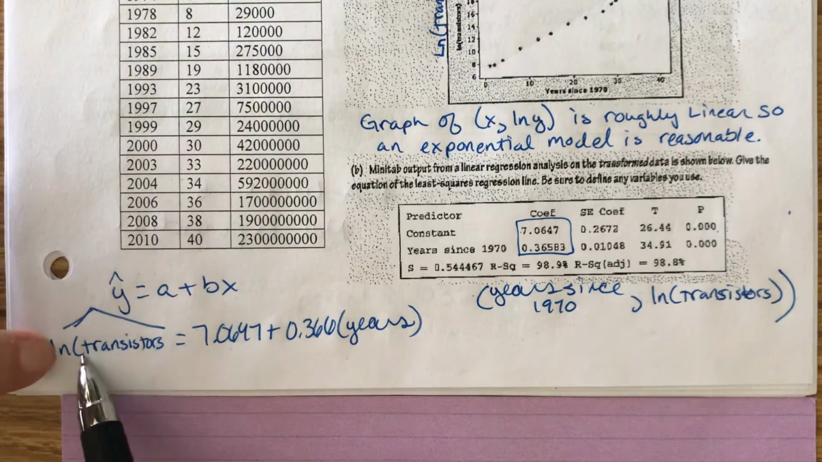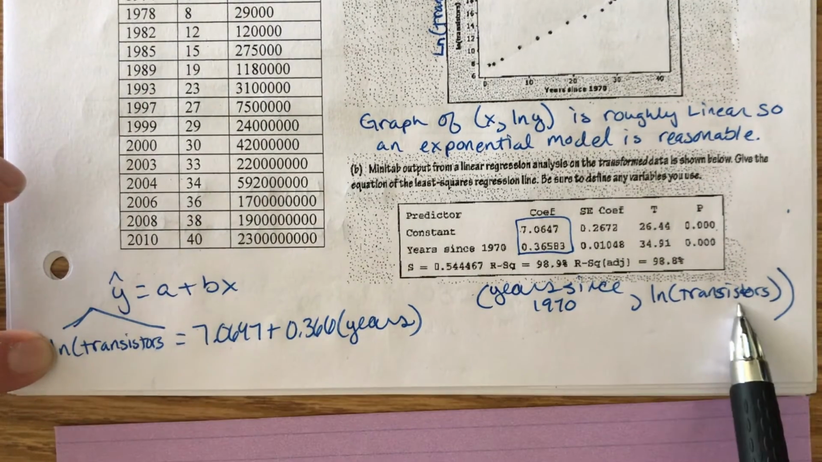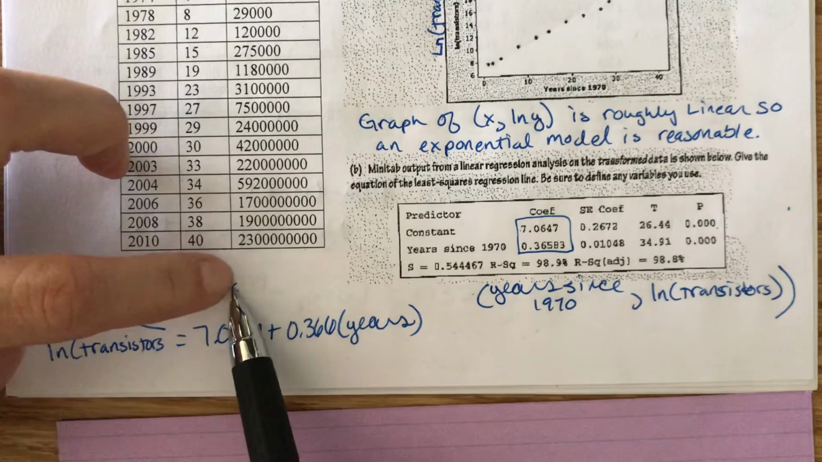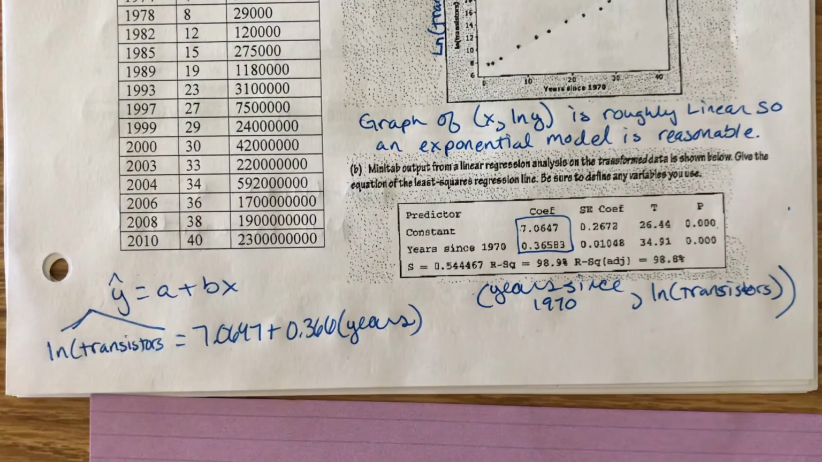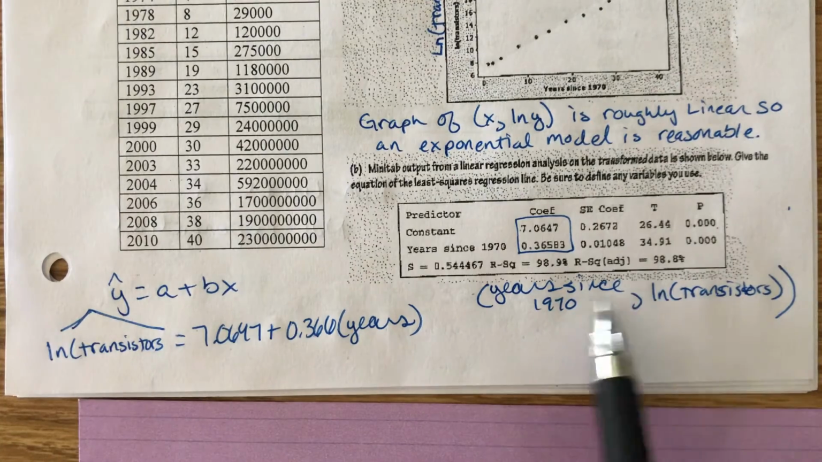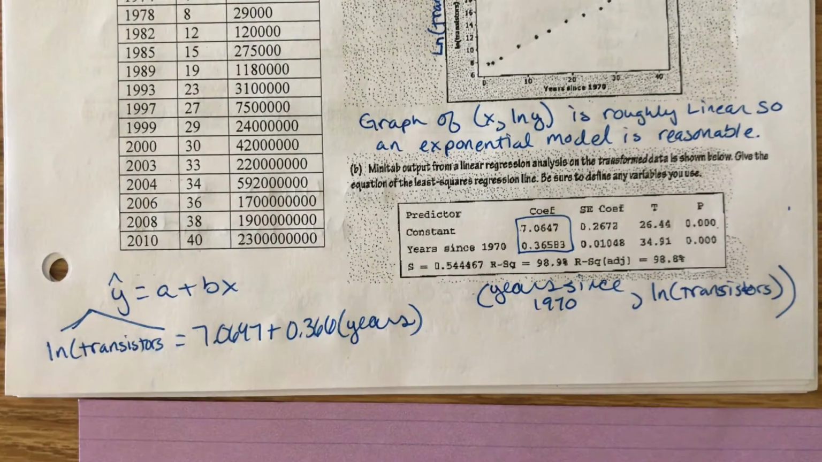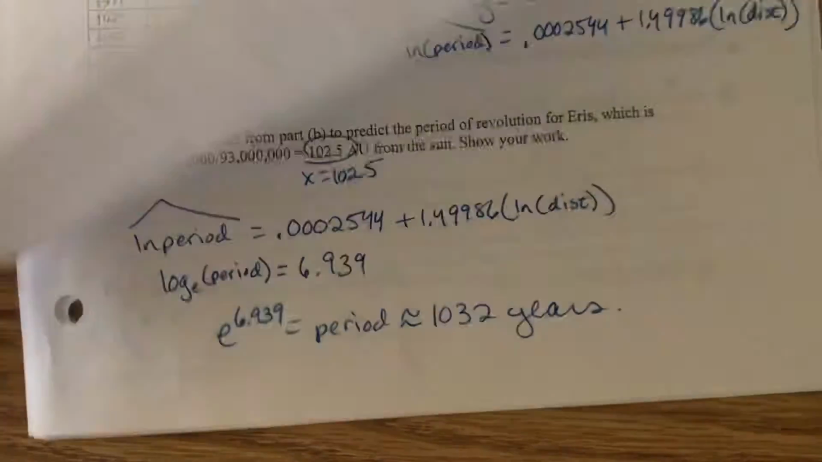I'm going to plug in the y hat. This is my y variable. And then I'm going to plug in the x, the years since 1970. Okay, so I just like to reorganize my thoughts with the ordered pair in the context of the problem, so that way I can cruise through the actual problem.